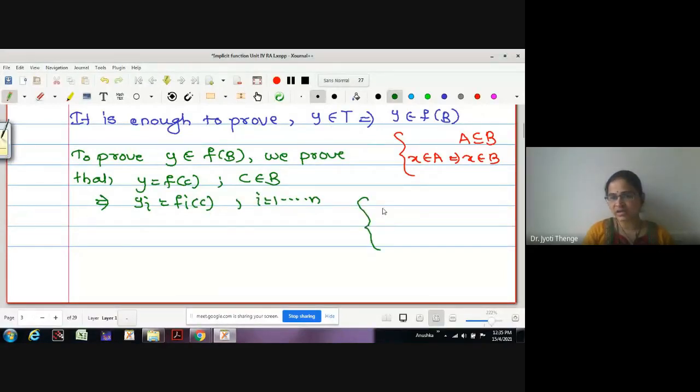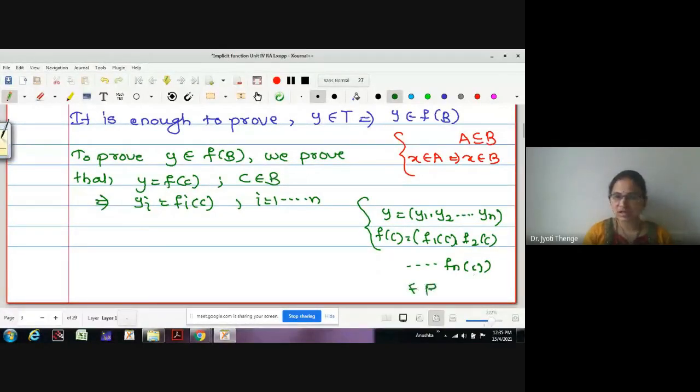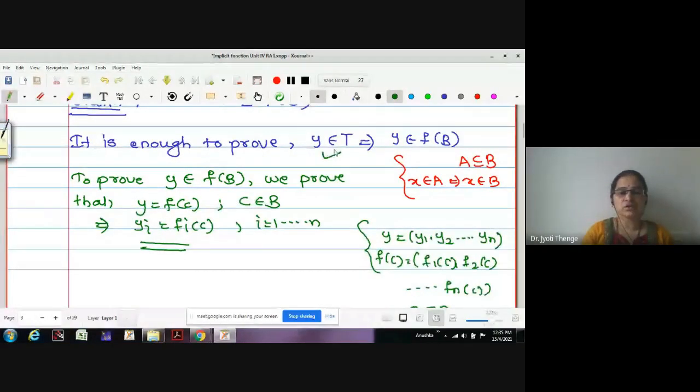How are we writing the vector y here? We were writing the vector y as y equals (y1, ..., yn). And now I am writing f of c. This is (f1(c), f2(c), dot dot dot, fn(c)). These are both vectors in an n-dimensional space. Therefore, in order to prove the two vectors are the same, no doubt we have to go by coordinate-wise equality of both vectors. Therefore, we will start with a fixed vector y in T, and we will show that y is equal to f of c, or y_i is equal to f_i of c. Okay, is the point clear?